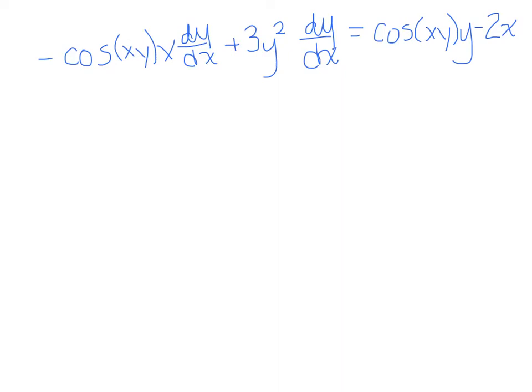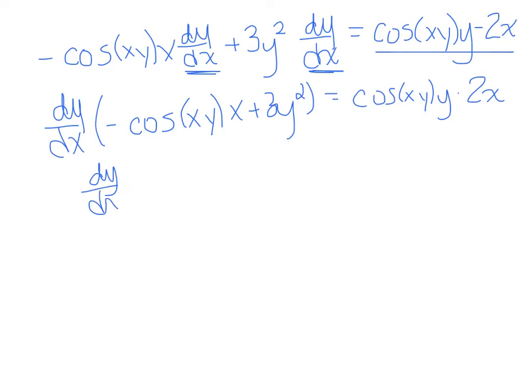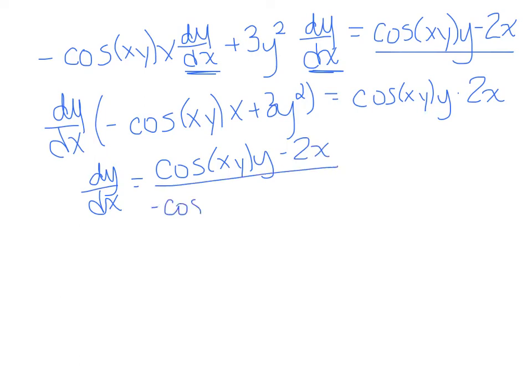So all I did from the previous page was move stuff around so that I left the 2 dy/dx terms on the one side and everything that didn't have a dy/dx in it on the right-hand side. Now I'm going to take that dy/dx out because it's common to both terms. I'm left with a negative cosine of xy times x plus a 3y squared. And all of that is equal to cosine of xy times y minus a 2x. And then we want to get dy/dx by itself. So we have cosine of xy times y minus 2x, and all of that is divided by negative cosine of xy times x plus a 3y squared.